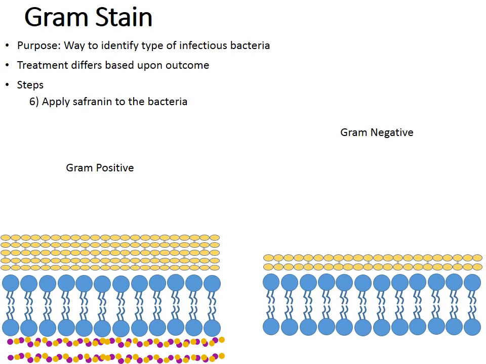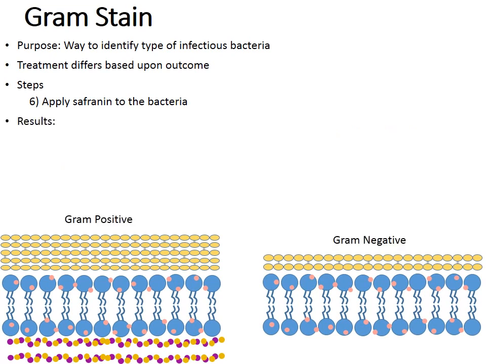So the next step is to apply a reddish colored molecule, a dye called safranin. And so here's safranin being added, and what happens is the red pinkish safranin molecules pass through the cell wall and bind with the lipids of the phospholipid bilayer. And so now we can actually see the results of a gram stain underneath the microscope.